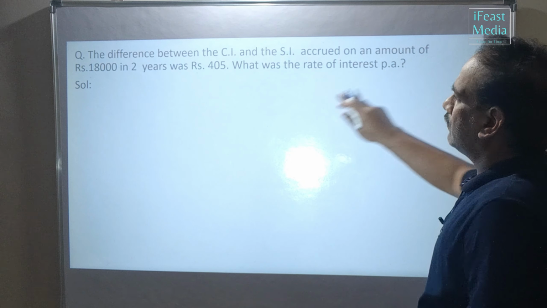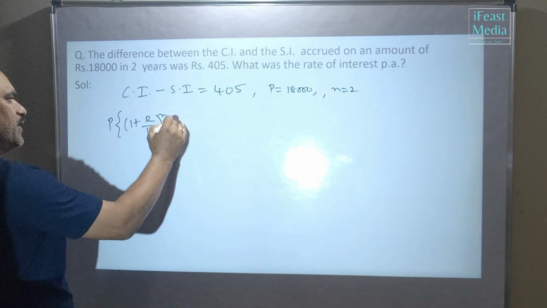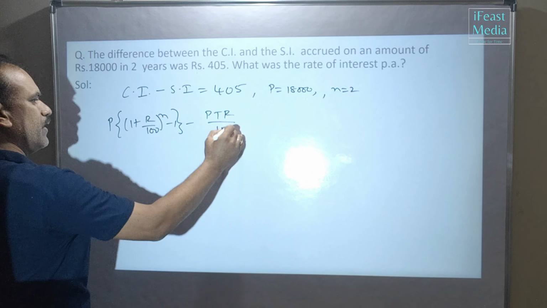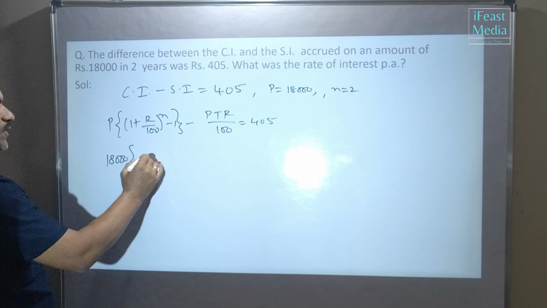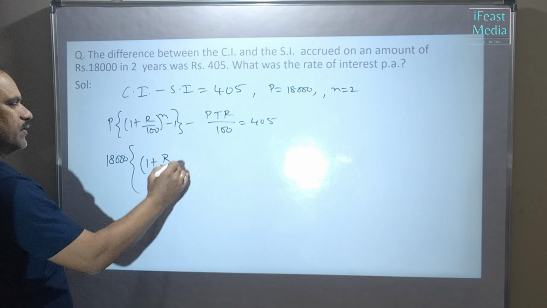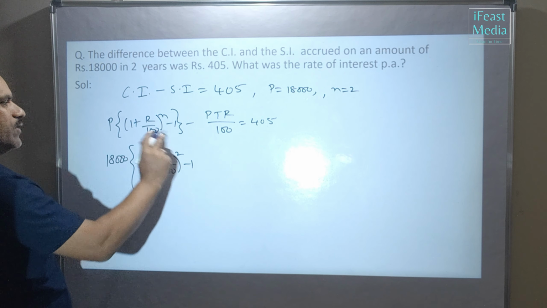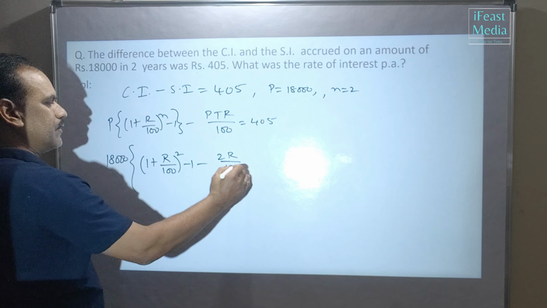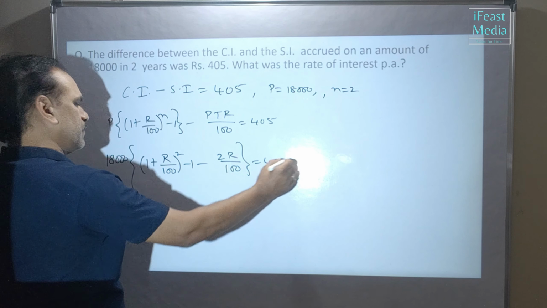What was the rate of interest? So how do you calculate compound interest? It is P into 1 plus R by 100 whole power N minus 1 minus PTR by 100 equal to 405. You can take P common, 18,000. So in this you have 1 plus R by 100 whole power N, which is 2, minus 1 minus TR by 100. T is 2, so 2R by 100 equal to 405.